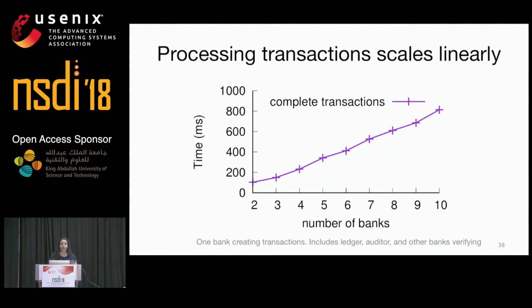Now let's take a look at how long it takes to actually process transactions. In this graph, we vary the number of banks on the x-axis. This is measuring the cost of one bank creating transactions, sending them to the ledger where they're committed, the ledger broadcasting them to all banks and the auditor, and everyone verifying all transactions. What we see here is that in a system with 10 banks, it takes about 800 milliseconds to completely process a transaction. This is pretty reasonable. It means we can achieve our goal of tens of transactions per minute.